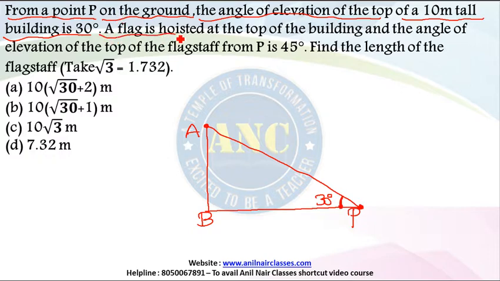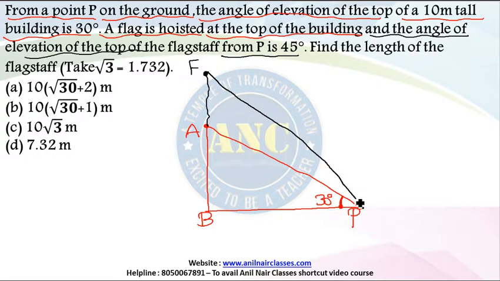A flag is hoisted at the top of the building. This is the flag. This is the top of the flag, I will call it F. AF is nothing but the flag. And the angle of elevation of the top of the flagstaff from P is 45 degrees. That means from point P to the top of the flagstaff, this particular angle is nothing but 45 degrees. Again, the diagram is not drawn to scale.